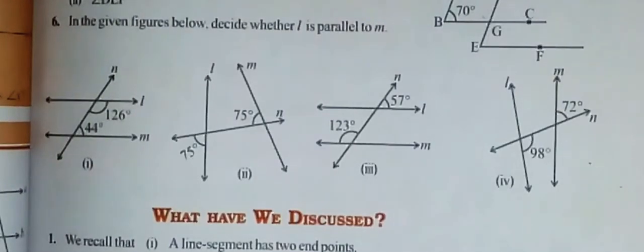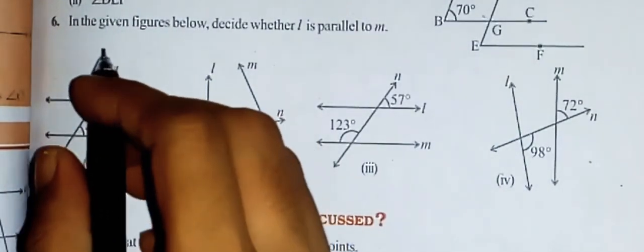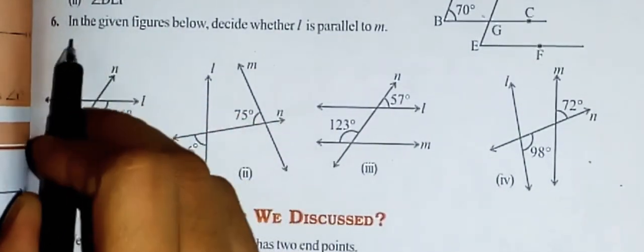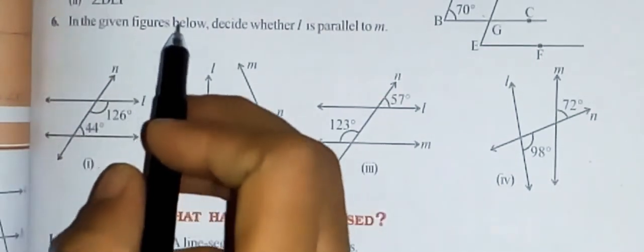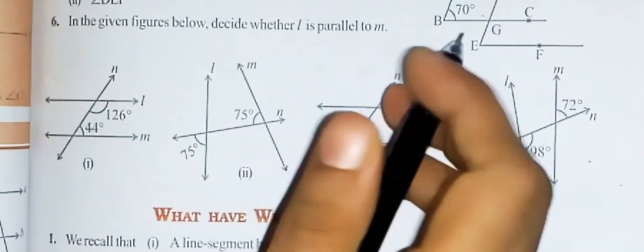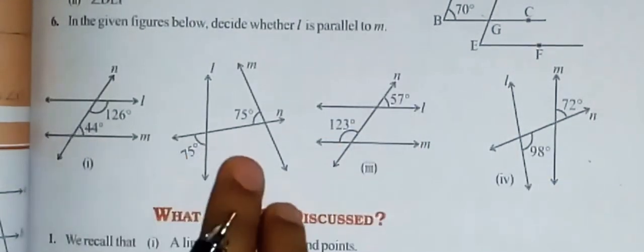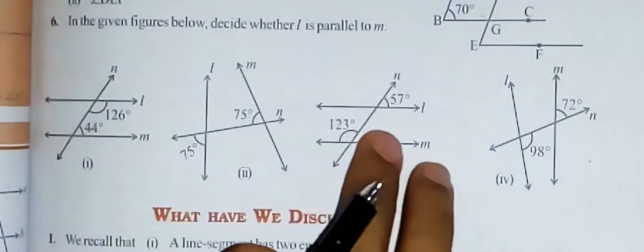Now we will see question number 6 of exercise 5.2, which is the last question of this chapter. Now let us see the question. The question is, in the given figures below, decide whether L is parallel to M. Now we are given these 4 figures. ये 4 figures हमको दिए हैं. These 4 figures are given to us.